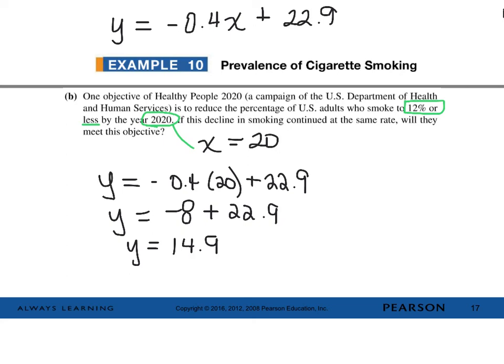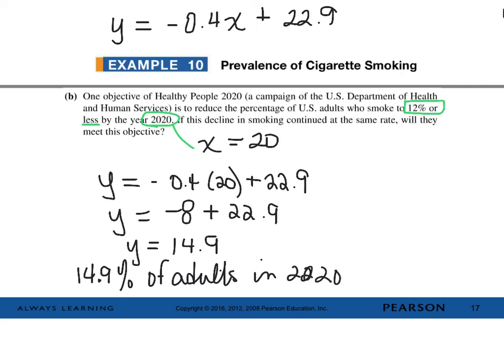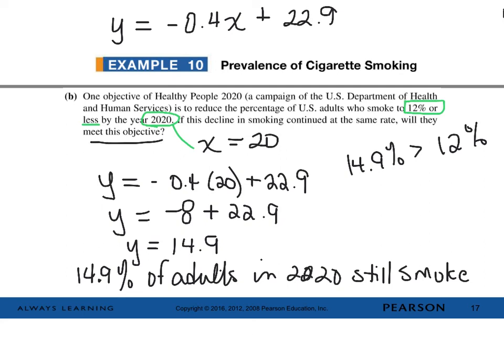And what that means is 14.9% of adults in 2020 still smoke. And because 14.9% is greater than their desired goal of 12%, then the answer to do they meet their objective is no, they don't meet their objective.